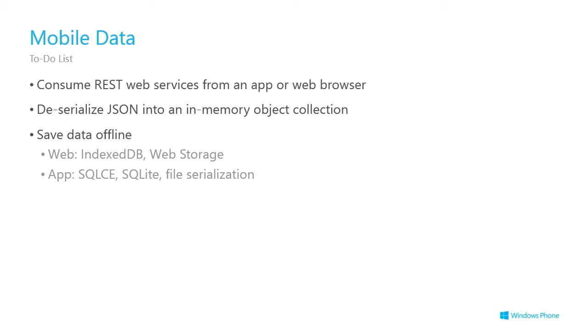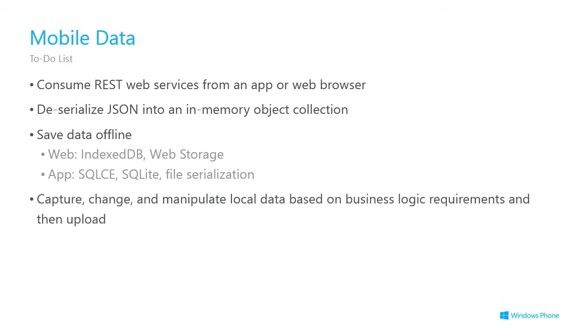And then for apps, we have SQL CE, which we've had since Windows Phone 7.5. We've talked about how we have SQLite support now. And then we have object serialization, which we've talked about at length in some of our sessions. Then, of course, you need to capture that data. You're pulling data offline, manipulating it, maybe adding data, updating it. And then there's business logic running locally on the client.